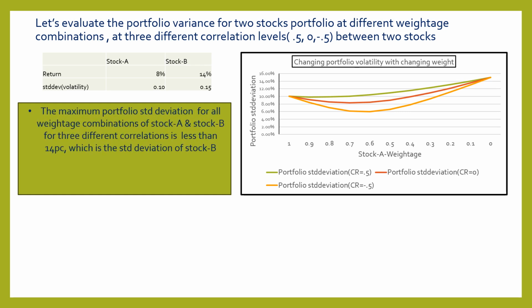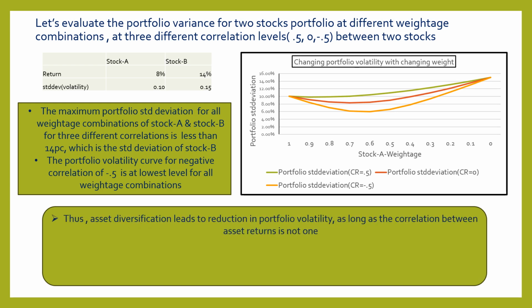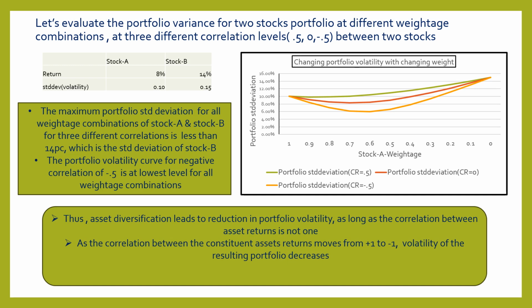The maximum portfolio standard deviation for all weightage combinations of stock A and stock B, for the three different correlations, is less than 14%, which is the standard deviation of stock B. The portfolio volatility curve for the negative correlation of -0.5 is at the lowest level for all the weightage combinations. Thus, asset diversification leads to a reduction in portfolio volatility as long as the correlation between the asset returns is not 1. As the correlation between the constituent assets' returns moves from +1 to -1, the volatility of the return of the resulting portfolio decreases.